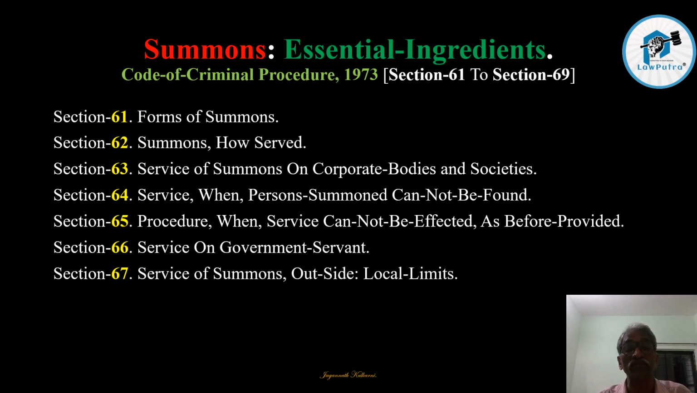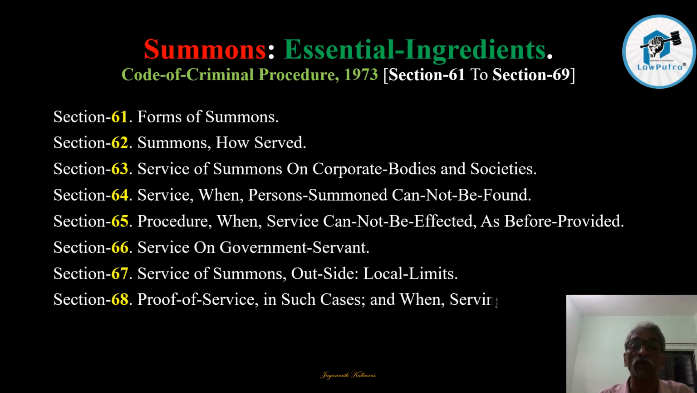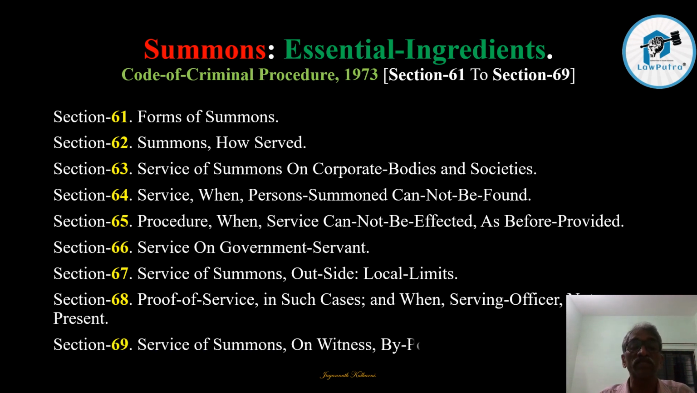67 talks about service of summons outside local limits. 68 talks about proof of service in such cases and when serving officer cannot be present. Then section 69 is service of summons on witness by post. So these are the basic sections from criminal procedure.